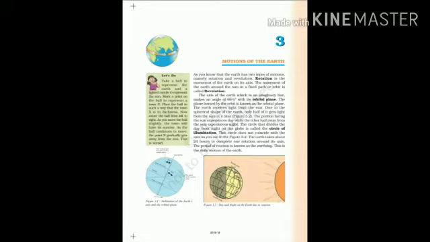Now rotation is the movement of the Earth on its axis, and the movement of the Earth around the Sun in a fixed path or orbit is called revolution. The axis of the Earth, which is an imaginary line, makes an angle of 66.5 degrees with its orbital plane. The plane formed by the orbit is known as the orbital plane.